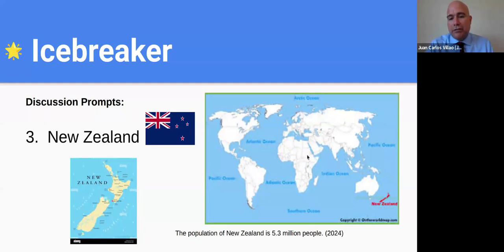Here's Asia, here's Africa, here's Australia, and then down to the southeastern part of the map from Australia is New Zealand. And the closer up, what New Zealand looks like, basically an island. And then you see the flag of New Zealand. And the population of New Zealand is 5.3 million people. And that was an estimation back in 2024.